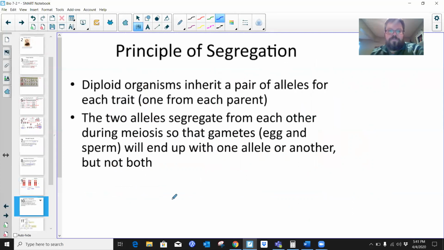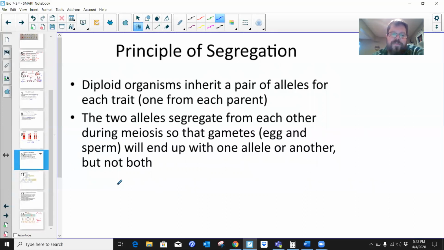Second, the principle of segregation. Diploid organisms inherit a pair of alleles for each trait, one from each parent. The two alleles segregate from each other during meiosis so that gametes, egg and sperm, will end up with one allele or another, not both. This sounds more complex than what it really is. It kind of goes back to this.